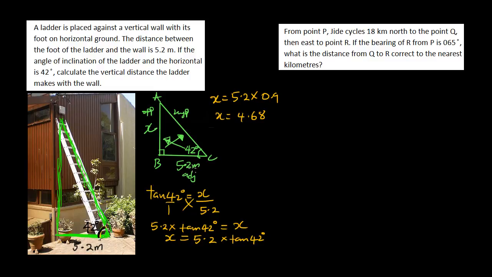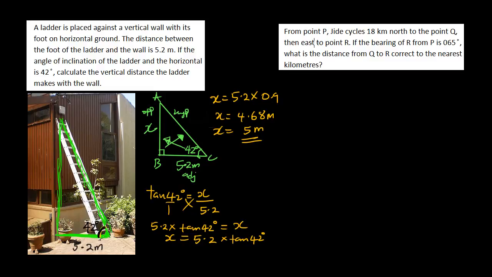Now you notice we're working in meters here, so we'll put our final answer in meters. This can be rounded up to the nearest whole number. I'll say x is equal to 5 meters approximately. So from this we can say that the vertical distance the ladder makes with the wall is 5 meters.